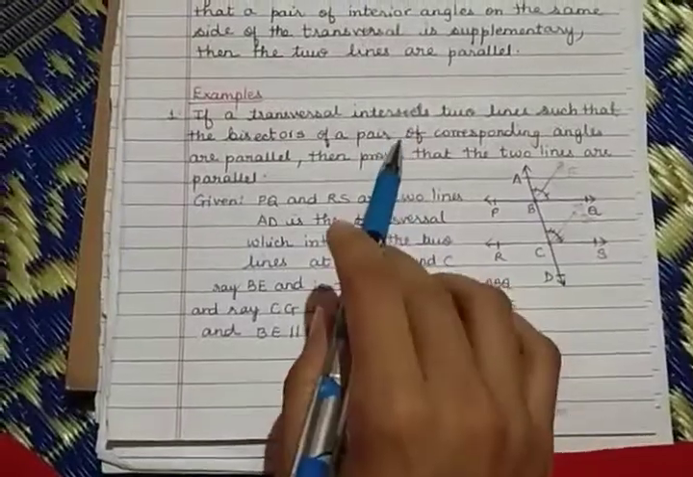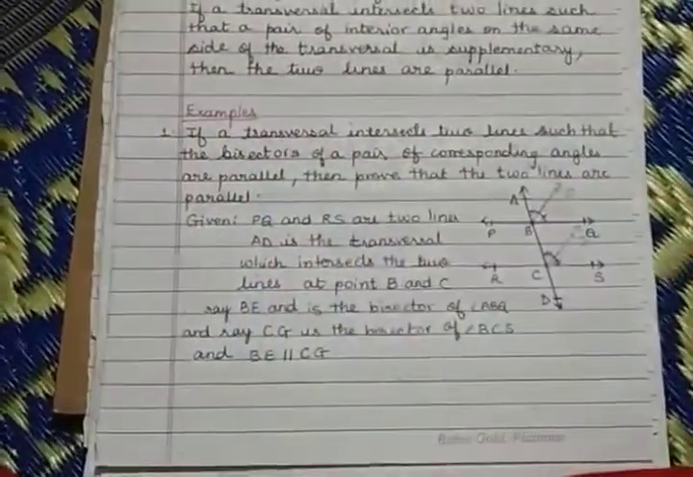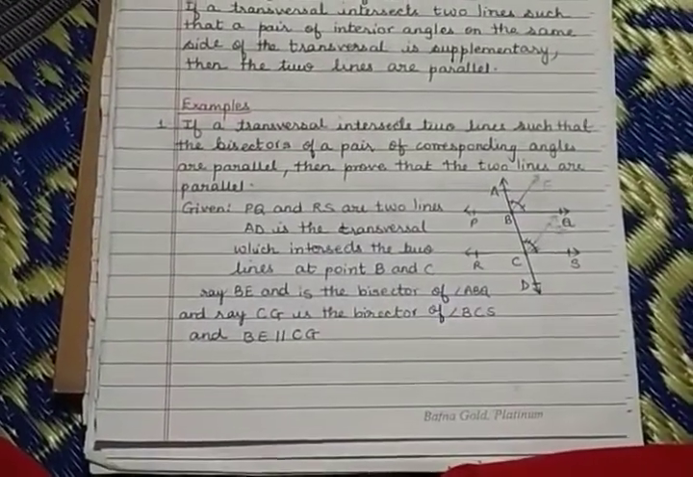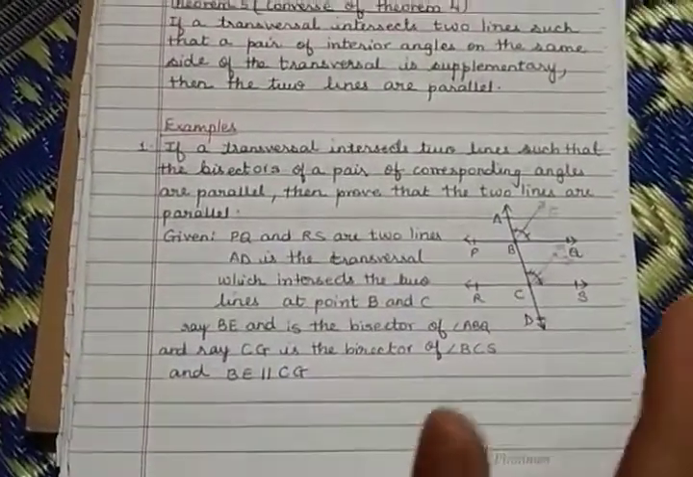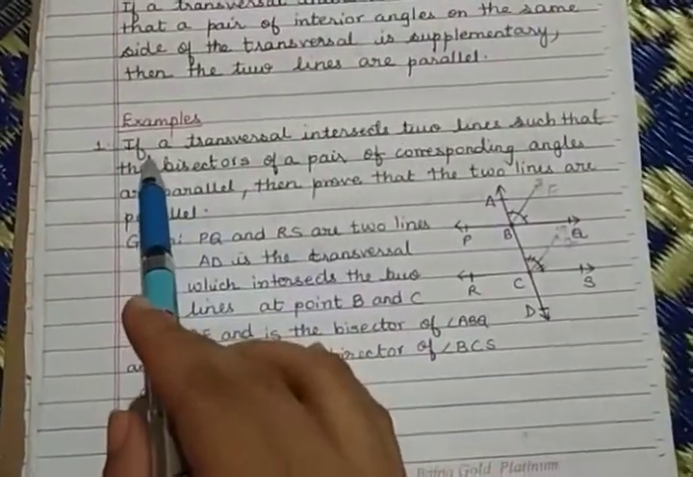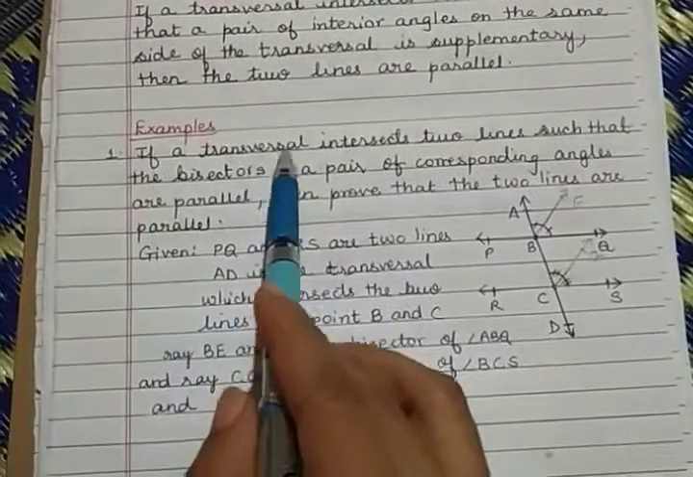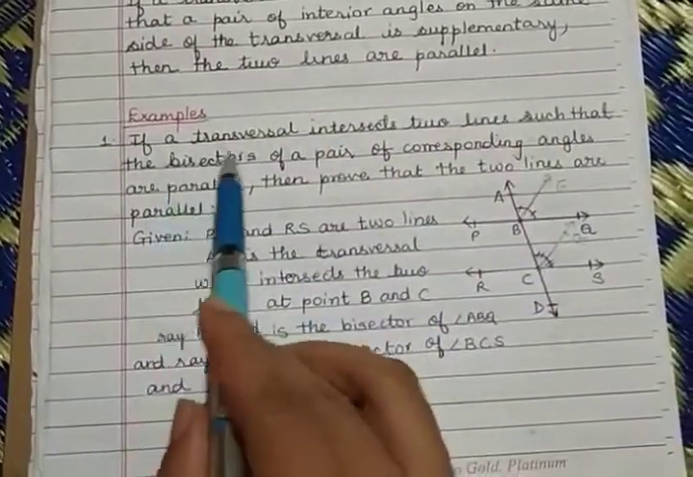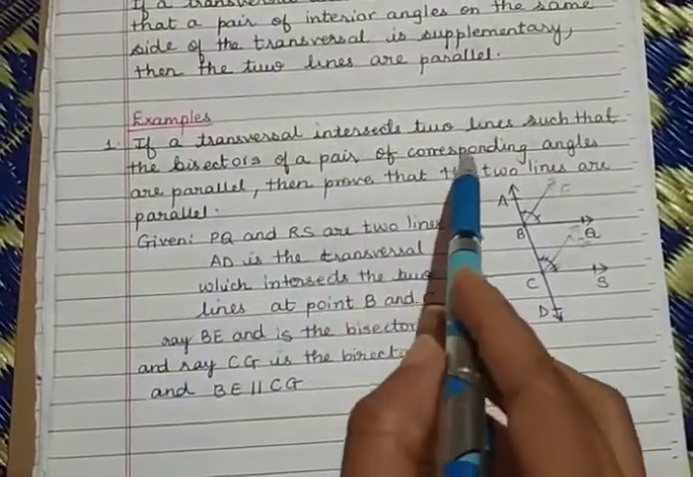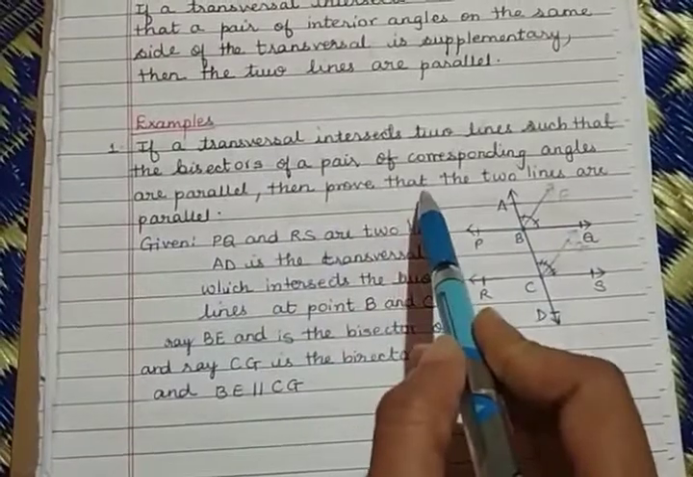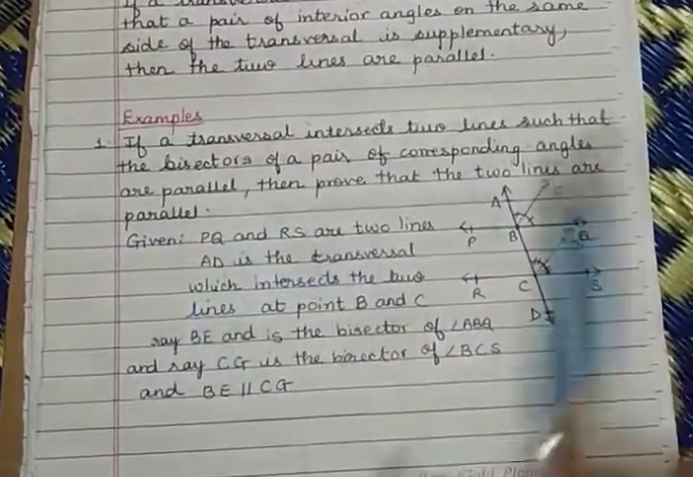In this video, we will solve some examples based on theorems that we have studied on parallel lines and the transversal. So the first example is: if a transversal intersects two lines such that the bisectors of a pair of corresponding angles are parallel, then prove that the two lines are parallel.